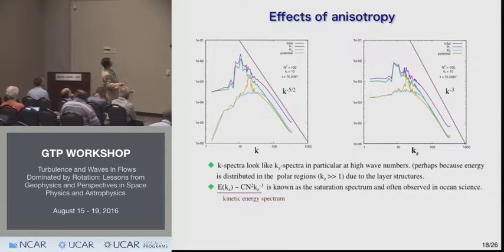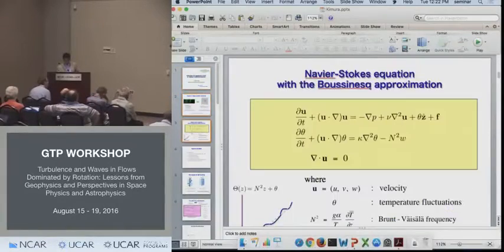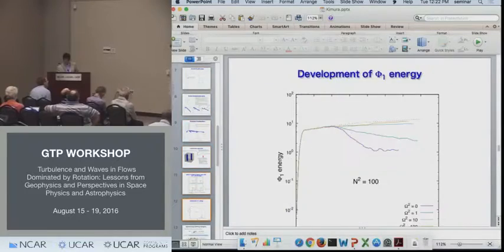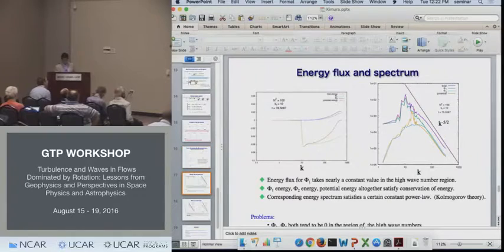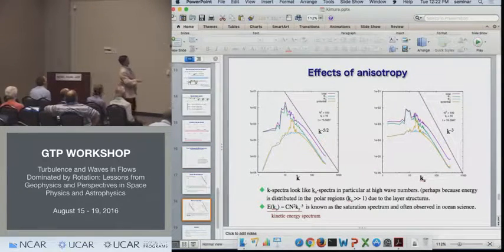This is total K, and this is the Kz spectra. So the vertical spectra shows minus 3 in the high wave number. But as we remember, the flux function is completely different from the original Kolmogorov's idea. But still, we find some k to the minus 3. And actually, that energy spectrum, a function of Kz to the minus 3, is known as a saturation spectrum and is often observed in ocean science.